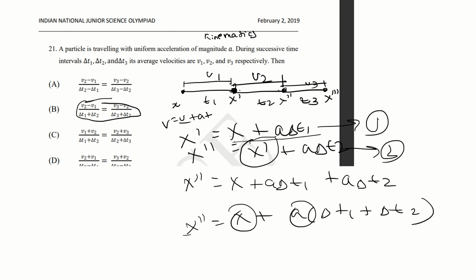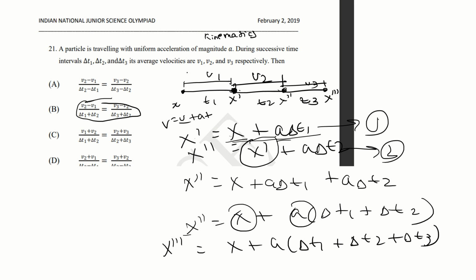So x dash is also, we have x and a. So we can later just eliminate them by subtracting each other. Now for x triple dash, in the same manner, you will get x plus a into delta t1 plus delta t2 plus delta t3. You'll get it in the same manner. Now, what else do we know?